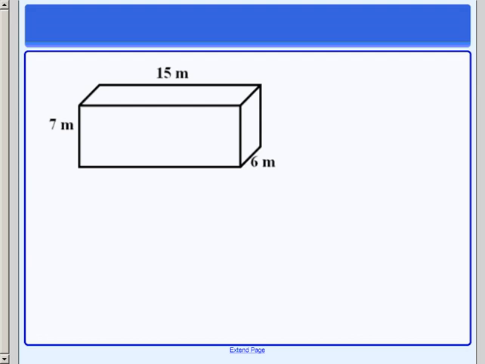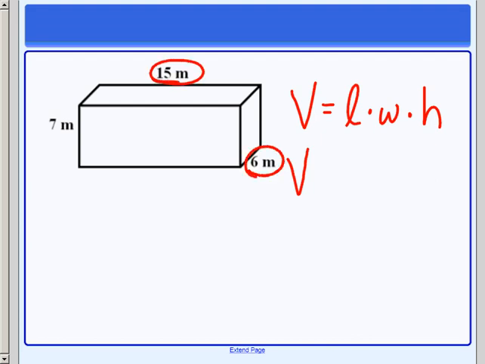So now let's take a look at this example. In this example, we have a rectangular prism, and if we want to find its volume, we can simply use the formula. Volume equals length times width times height. We could also do base area times height, either one. You probably are more familiar with length times width times height, so whichever one you want is okay. For this one, we have a length of 15 meters, a width of 6 meters, and a height of 7 meters. Now, I specifically called 15 the length, 6 the width, and 7 the height.